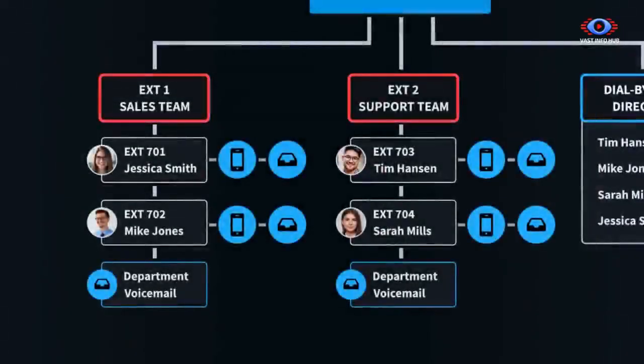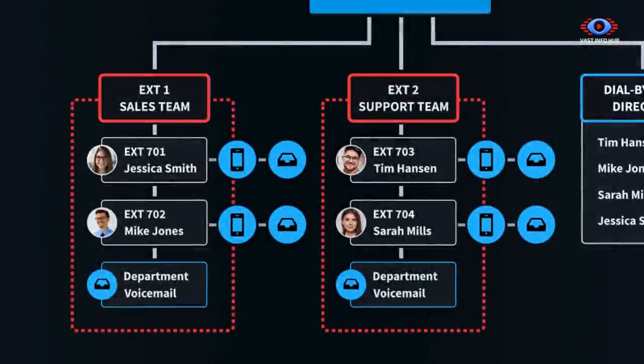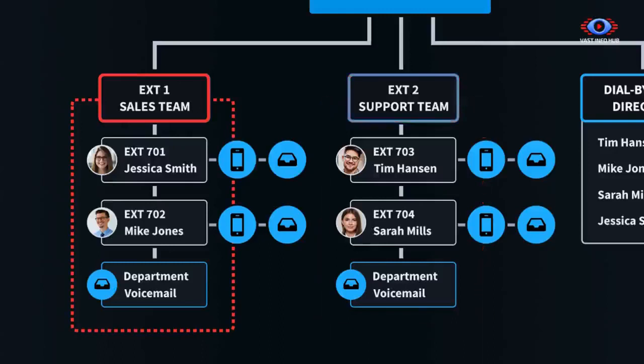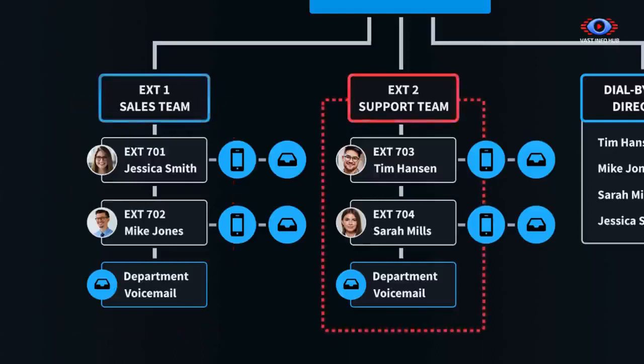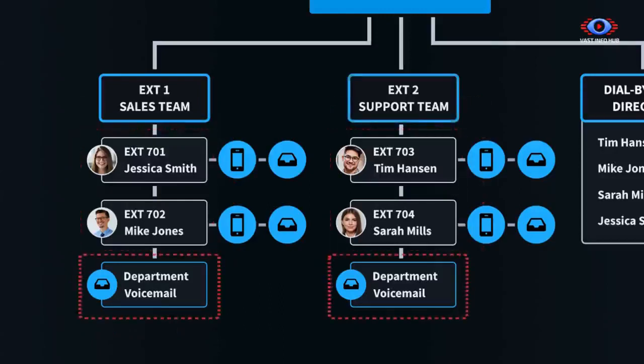Department extensions are simply groups of employee extensions. They are 1 digit each, 0 through 6. For example, you could designate extension 1 as your sales department and extension 2 as your support department. You also have the ability to customize the call forwarding and voicemail settings for each department extension.